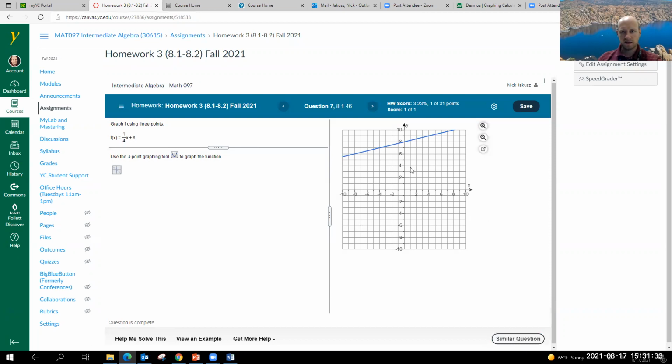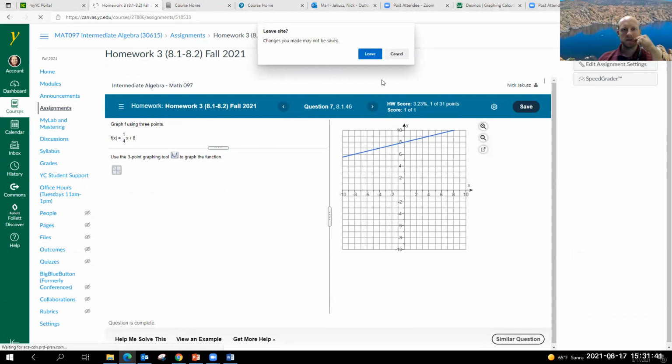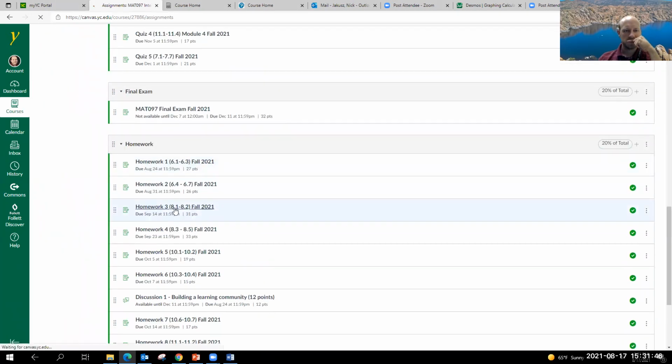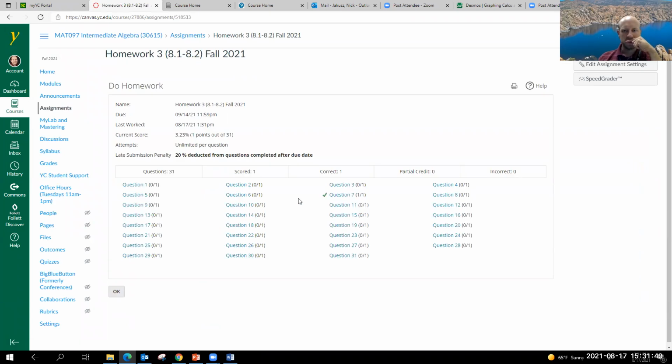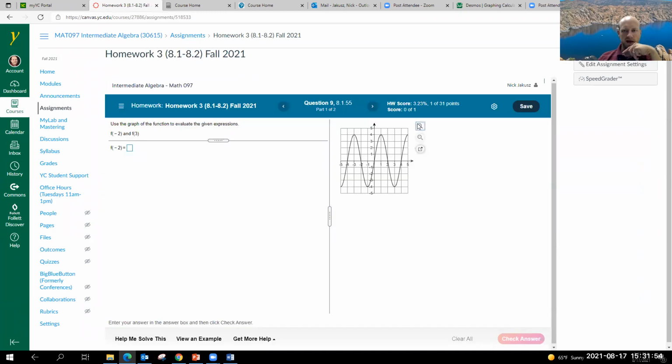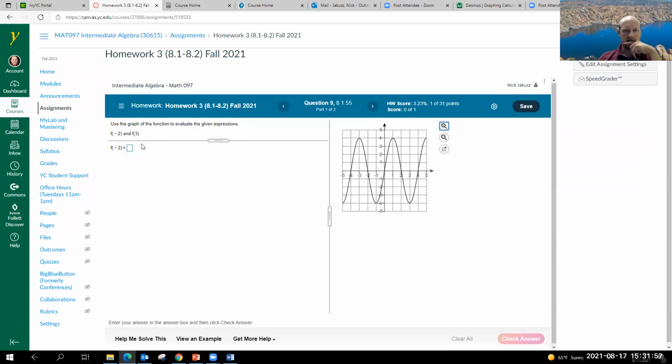Sorry about that. The other one that I wanted to show you was number 9. Let me go to that. It says use the graph of the function to evaluate the given expression. So f of -2, what's f of -2? For f of -2, that's our output value.